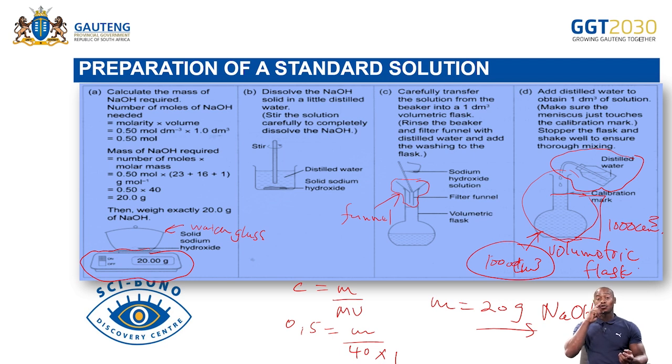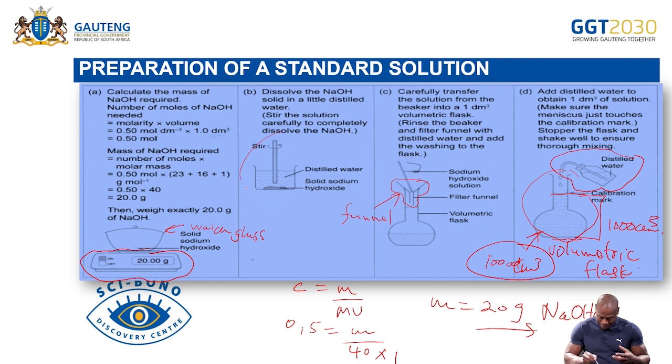So we need 20 grams of sodium hydroxide pellets to prepare a solution with a concentration of 0.5. Then you measure that 20 grams using a mass scale. After getting that 20 grams, one of the things you can do is take a glass beaker, transfer the sodium hydroxide into it, and add distilled water.